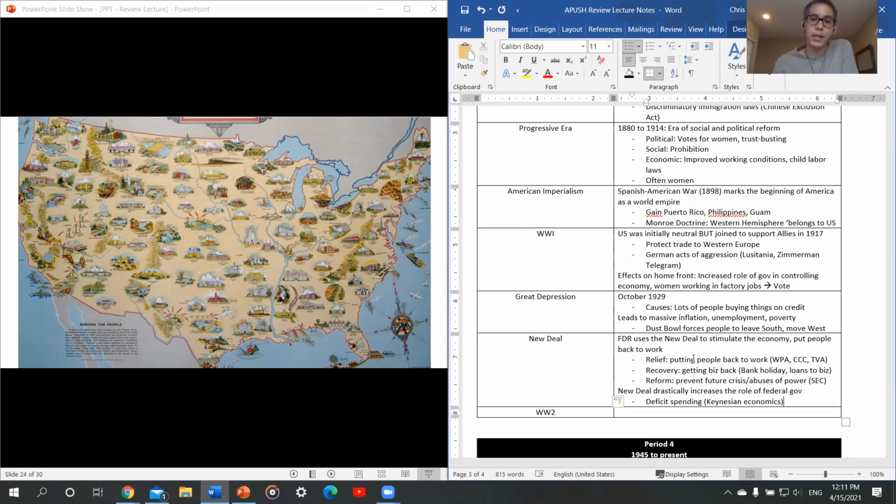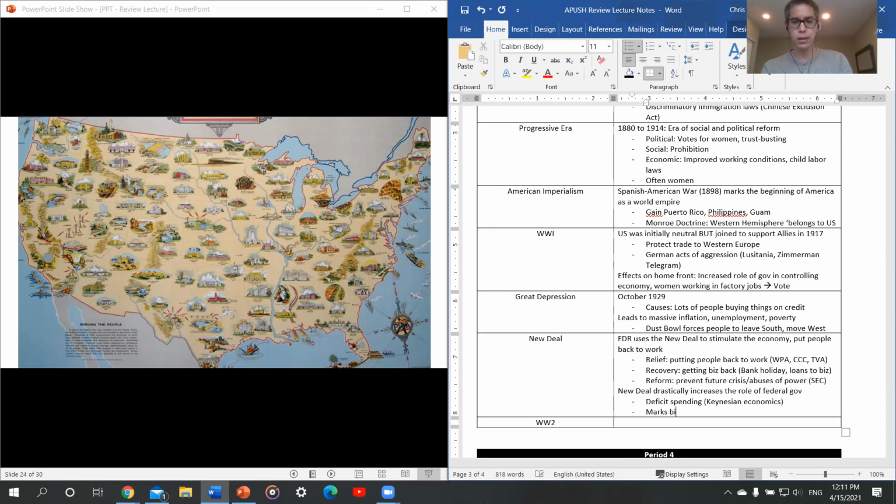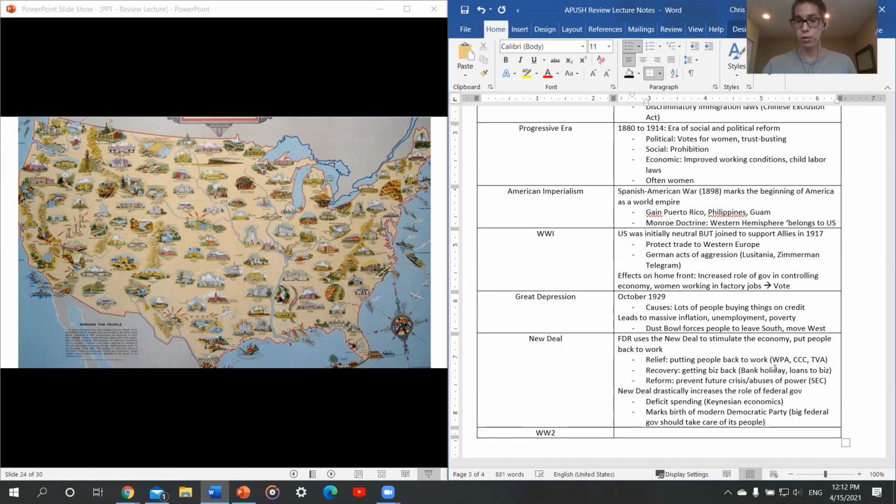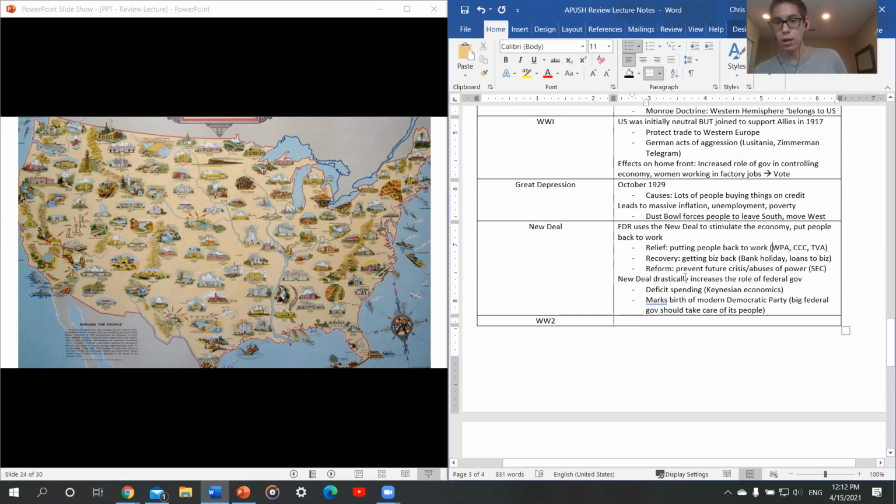And it works. And then I should also add that this marks the birth of the modern Democratic Party all the way through today with Joe Biden, where the modern Democratic Party believes that a big federal government should take care of its people and should spend money to create programs to help the people. I could add Social Security as another New Deal program up here.